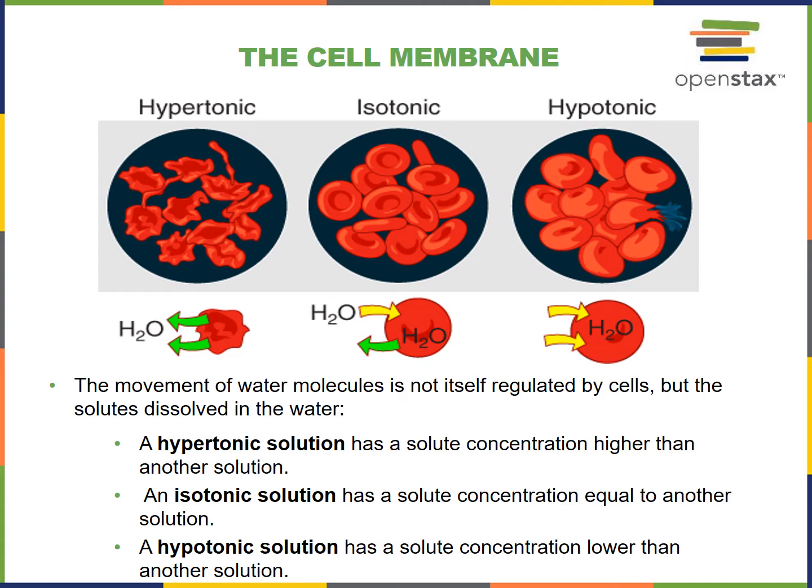This is just to show you the type of solution we talked about before. Hypertonic means a lot of solutes, less water. Isotonic, equal. Hypotonic, have a lot of water, more than the solutes. And we spoke about the blood as an example.